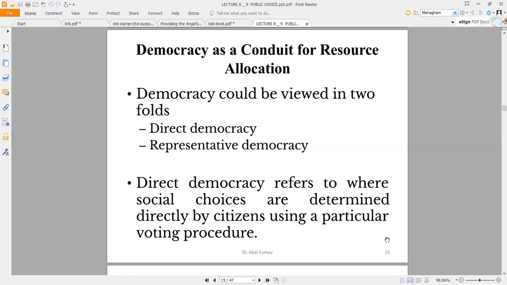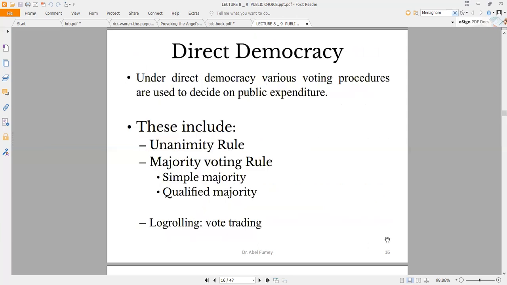Okay, so whenever I talk about direct democracy, then it means that all the people living in the country or the nation will participate in deciding on which policy to go for, which public goods we should actually produce, and what quantity we should produce. But they undergo this decision-making process through a voting procedure.